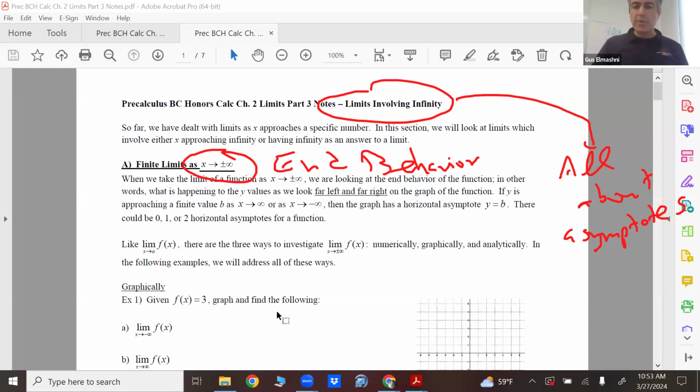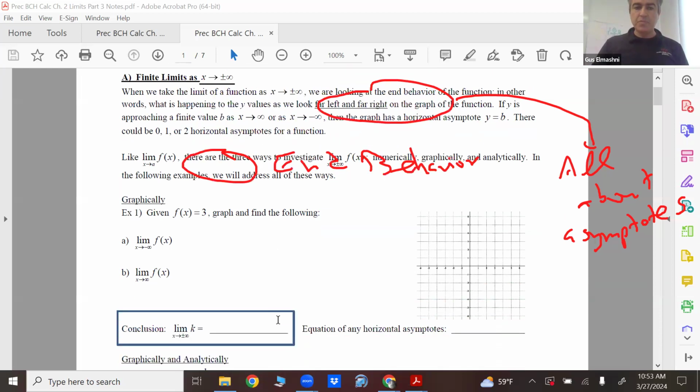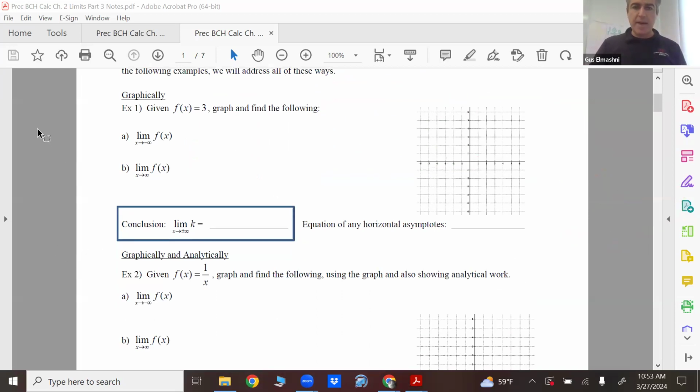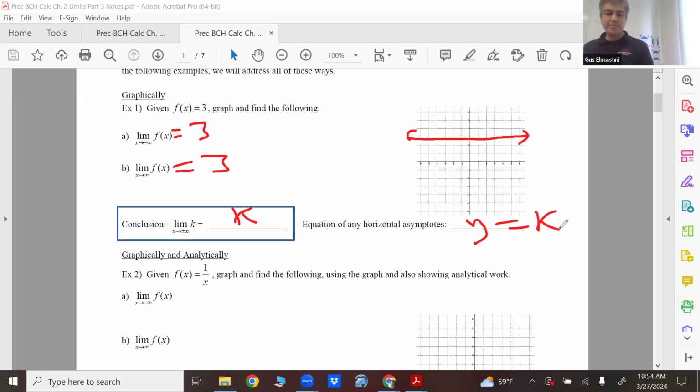So let's start with something pretty simple. Example 1. That's just y equals 3, right? Not that bad. So what's the limit as x approaches negative infinity? 3. What's the limit as x approaches positive infinity? 3. So if you just have a constant, the limit is the constant itself. What's the horizontal asymptote? y equals k. Just that simple.